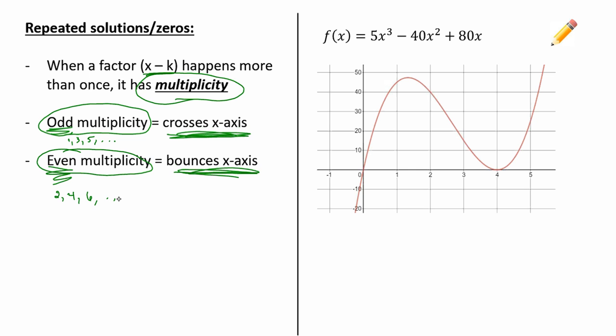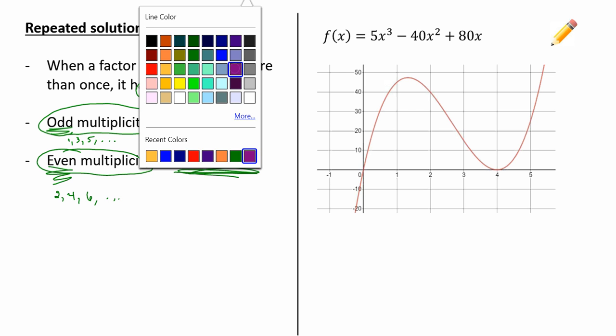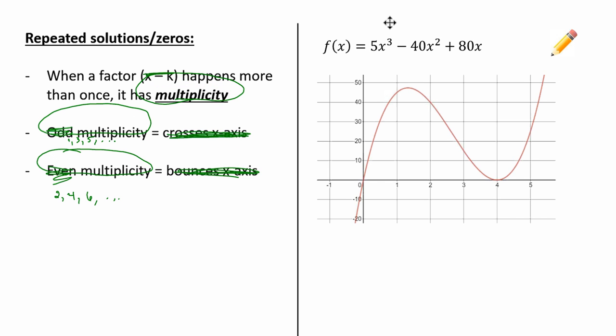So looking at this graph over here, this 3 right here says we're supposed to have 3 zeros. So looking at my x-axis, I've got an intercept here and an intercept here. It's only 2 though, so I'm going to assume that there's some kind of multiplicity here because that's the bounce.